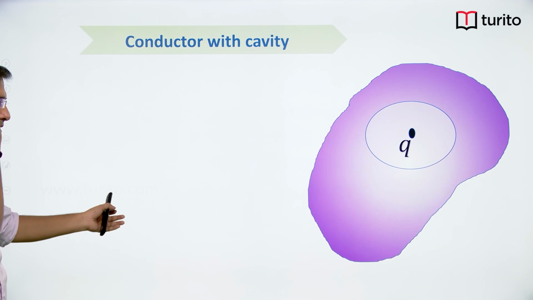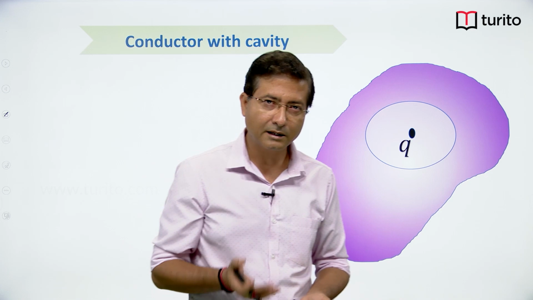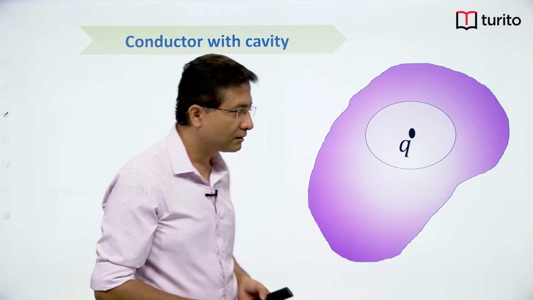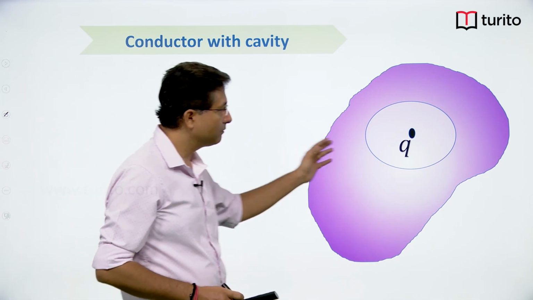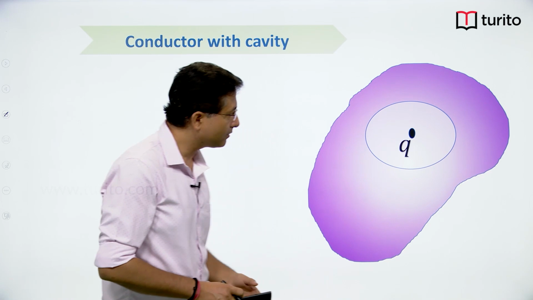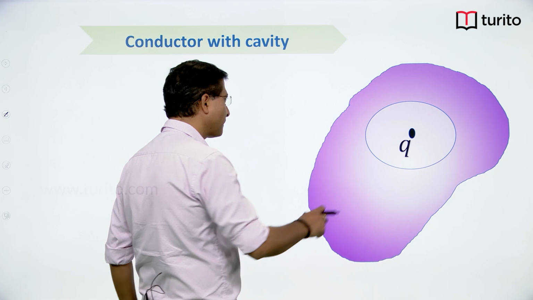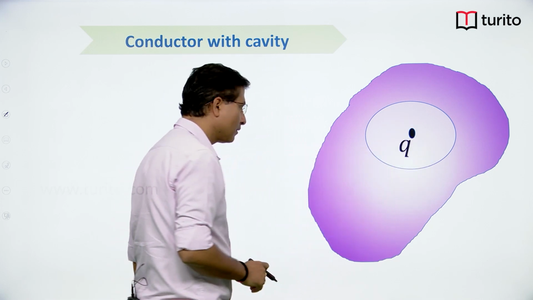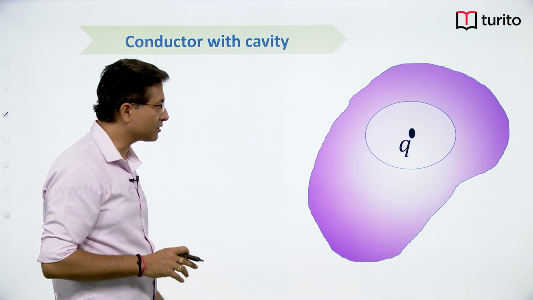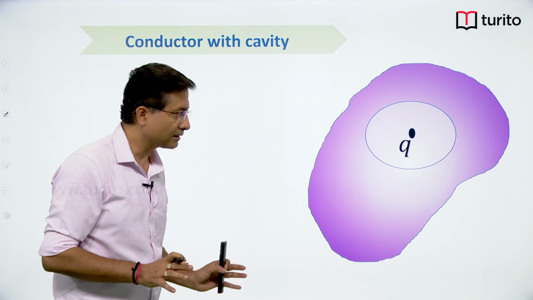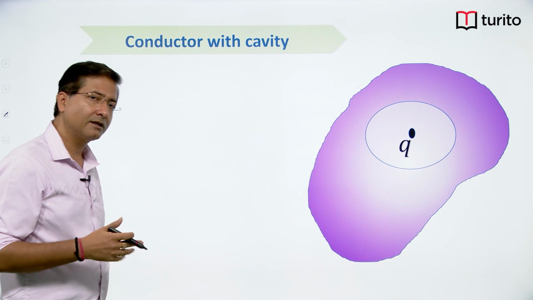Just now I have discussed what happens when we have a conducting spherical shell. Now, let us take a generalized shape, any shape conductor, and we have a charge inside the cavity. And we are not giving any charge to this conductor, right. So the conductor is not given any charge. This is a simple situation. First understand the concept here, then we make the situation a little complicated.